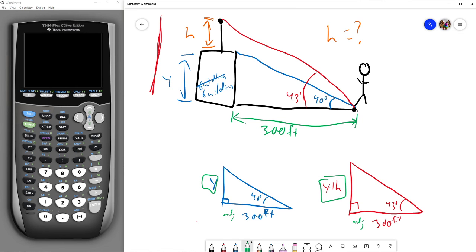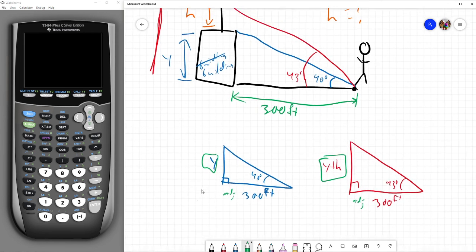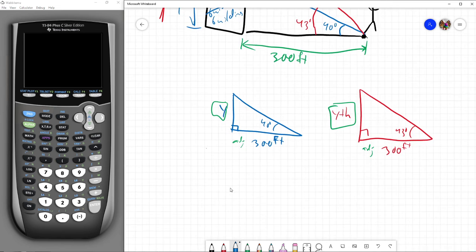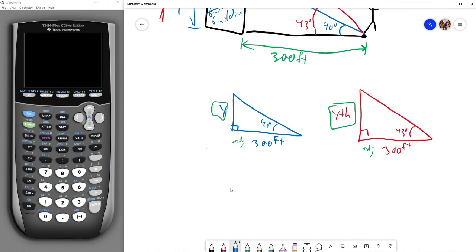Okay, so our strategy is going to be figure out what y is, so that when we figure out what y plus h is, we can subtract y from it and get our quantity h by itself. So that's our plan. In both cases here, we're interested in this quantity that I boxed, and that is opposite from our angle. So let's work this out now. We're given opposite and adjacent.